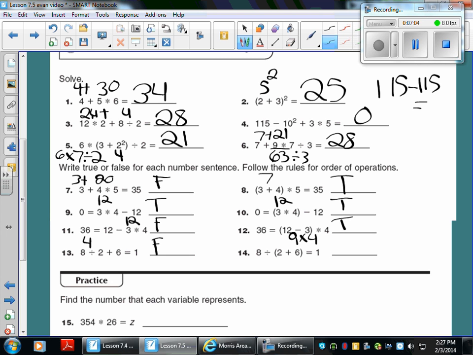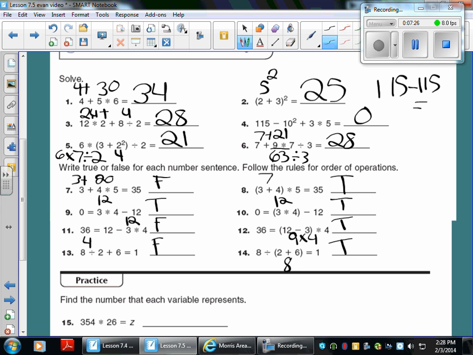Last problem for this homework help video. I have 8 divided by, in parentheses, 2 plus 6. I see parentheses. Parentheses comes before the division sign in our order of operations. So 2 plus 6 would give me 8. Now I can divide. 8 divided by 8 equals 1, which they have, which is true.